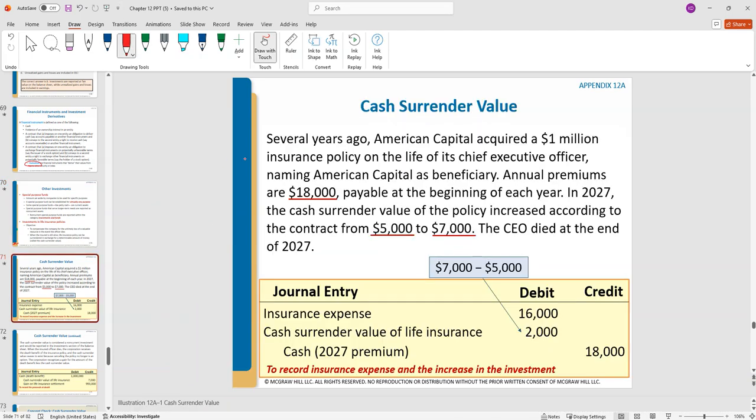Right, so we have an example here. Several years ago, they acquired a $1 million insurance policy on its CEO. They pay $18,000 in premiums. The cash surrender value at the beginning of the year was 5, and at the end of the year, it was 7. So in other words, it went up by 2 during the year. So whenever we make the payment of 18, 2 of that was for the cash surrender value, and the remaining 16 was for the payout portion of the policy.